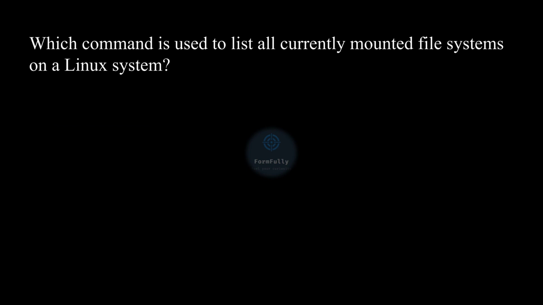Which command is used to list all currently mounted file systems on a Linux system? Options are df, mount, lsblk, fstab. So the correct option is mount.